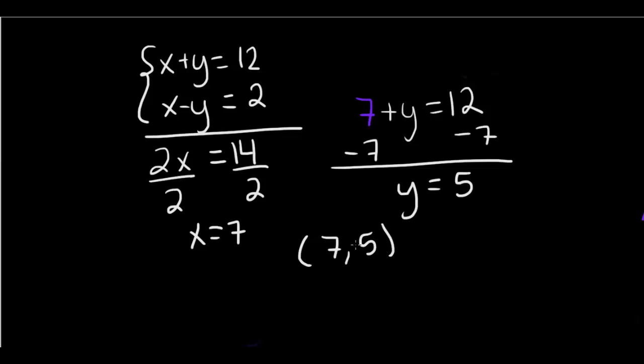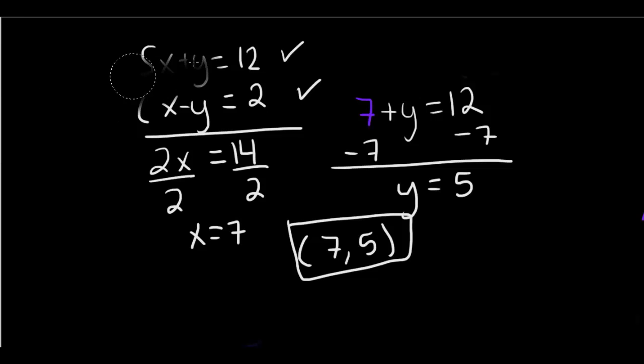A good practice is to always go back and check your answer by plugging in the values into both equations. And this one is pretty straightforward, so we can do it even without writing it. It's going to be 7 plus 5, that's 12, so that is true, it works for this one. And then 7 minus 5 is 2, so yes, that is true. It works for both of them, so this is indeed the solution to the system.